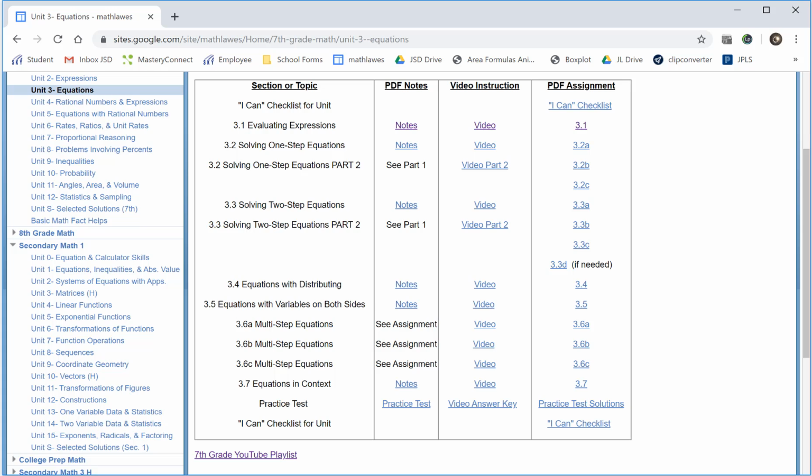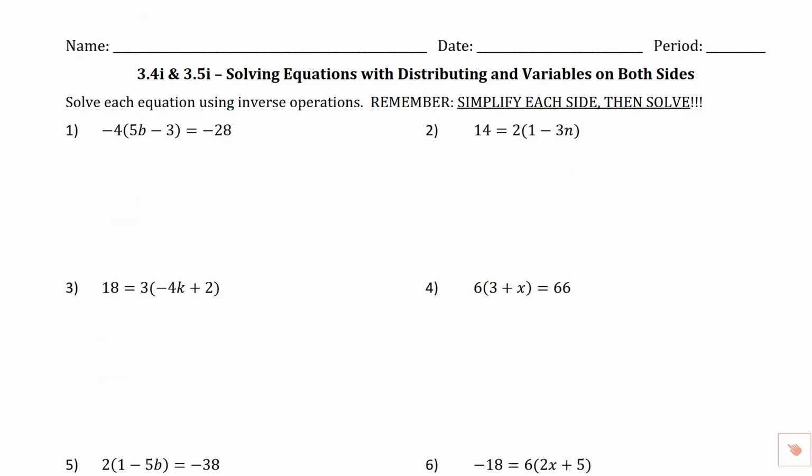You can see that we've got some notes here. We've got some longer videos that explain all the rationale behind each one of these, and then a worksheet on each one of these topics. So I'm going to pull this up right here, and we're just going to go ahead and get to it.